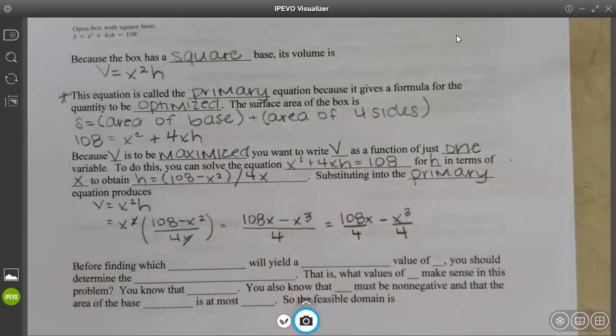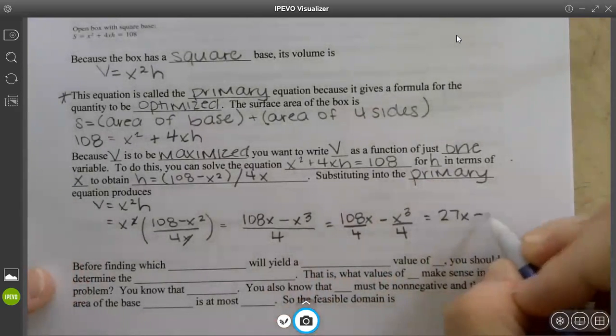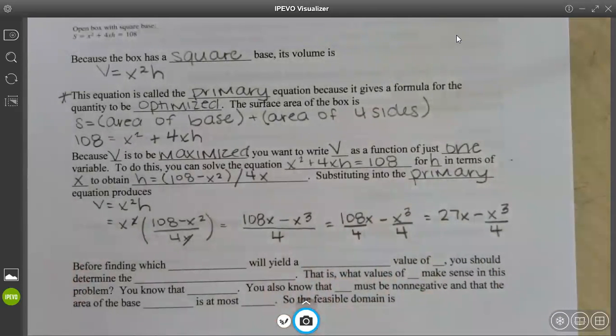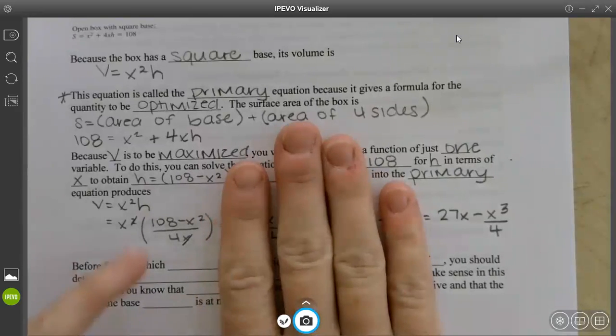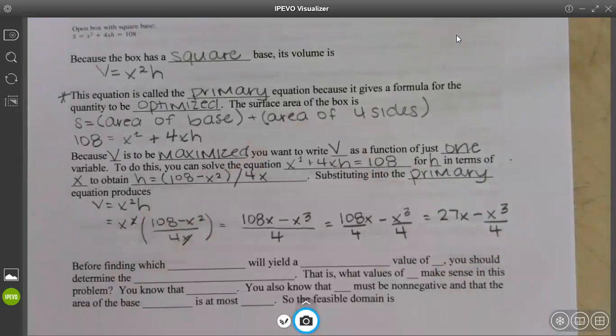Why do they do this? To make your derivative a little bit easier when you try to find derivatives. Okay. 108 over 4 is 27x minus x to the third over 4, which is 1/4 x to the third. So in your book, if you're looking at these notes, they skip all of this and go straight from here to here. So I wanted you to know where all that came from. Is everybody good? All right.